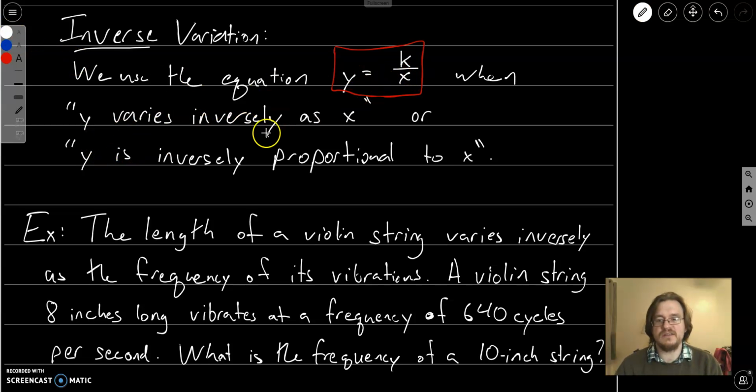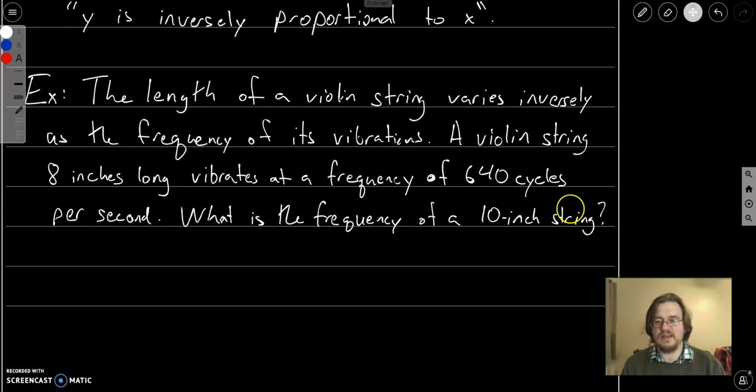When y varies inversely as x, this means that when x gets bigger, we can see that we're dividing by a bigger number, so y should be getting smaller. So as x gets big, y gets small. Or likewise, if x were to get very small and we're dividing by a very little number, this fraction will get bigger. So again, when one decreases, the other will increase. So again, this is varying inversely as one another, or y is inversely proportional to x.